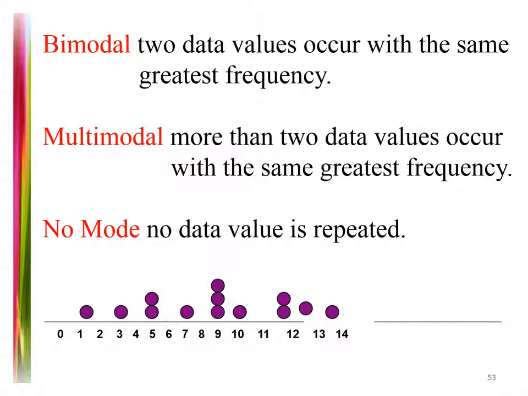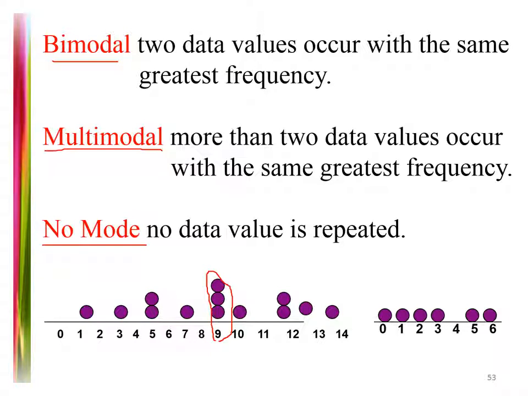Suppose our data set contains two mode values, that means two data values with the same greatest frequency. In that situation we call it bimodal. Or if there are more than two values with the same greatest frequency, then we call it multimodal. In some situations, if no data values repeat, then there is no mode. This is just a simple example. In the first case the mode is 9, and in the second case there is no mode.